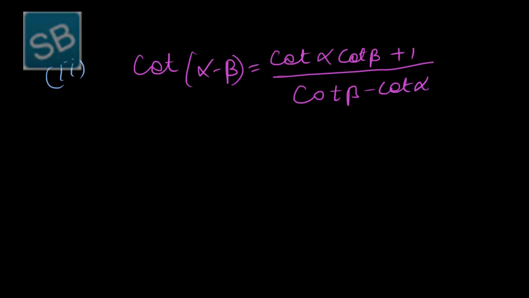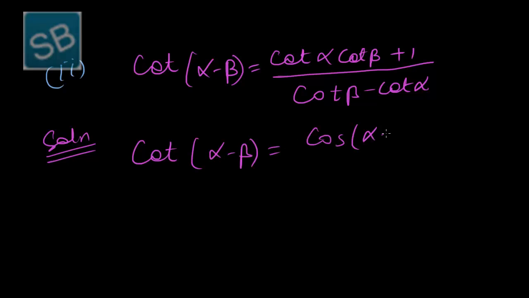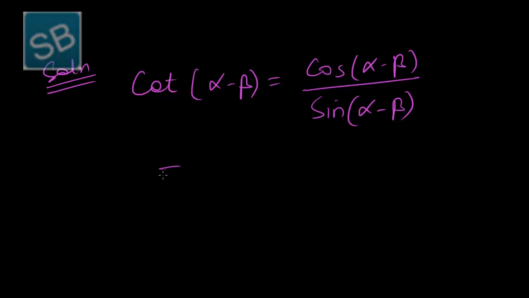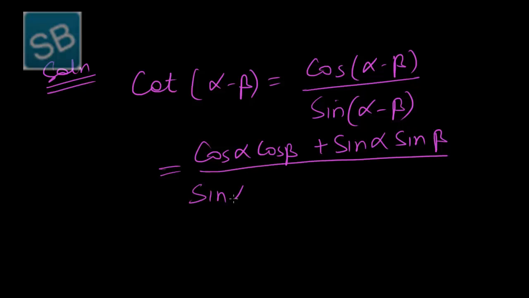So the solution is, as we have cot(alpha minus beta), that is cos(alpha minus beta) over sin(alpha minus beta). By using the subtraction formula, we get cos alpha cos beta plus sin alpha sin beta over sin alpha cos beta minus cos alpha sin beta.